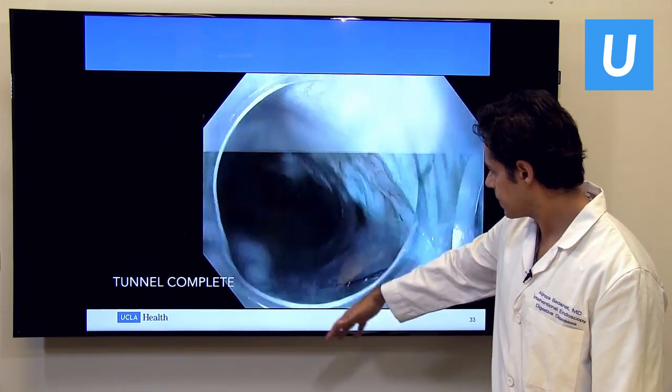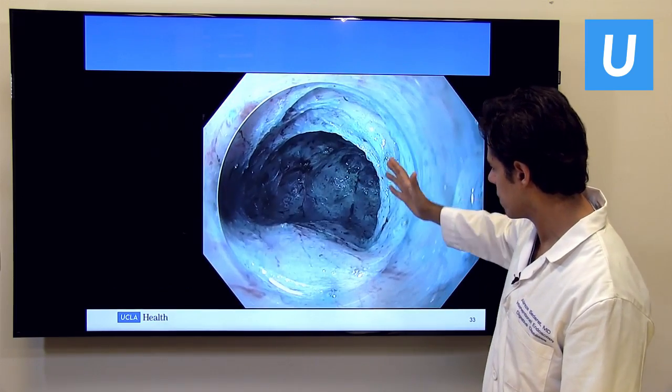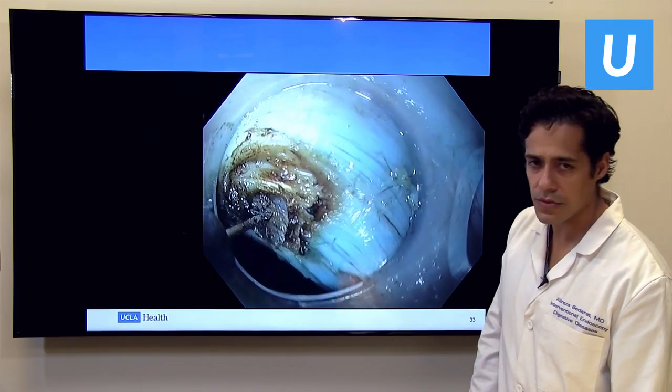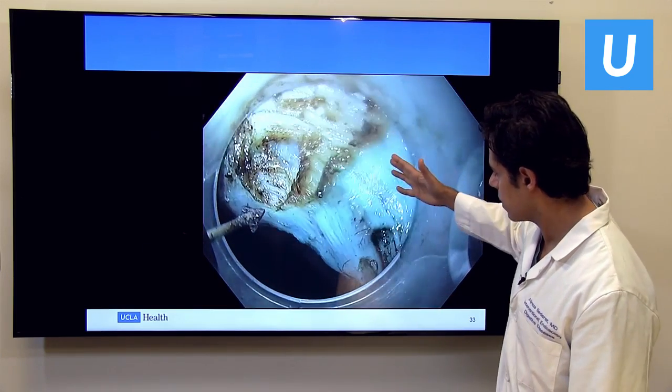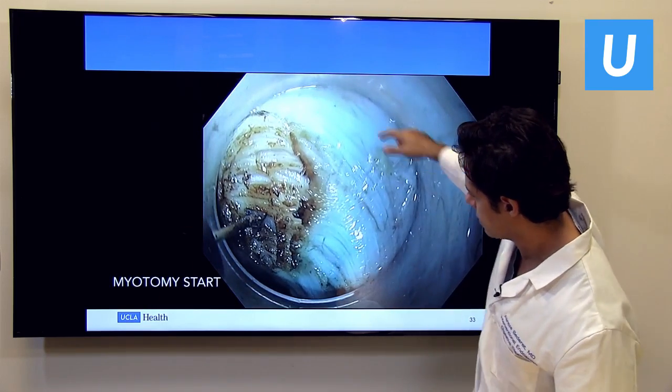This is the mucosa. This is the muscle. The submucosa has been dissected away. This is the lower esophageal sphincter, and it's gone a few centimeters into the stomach. And so now we're ready to cut the muscle. So this is the muscle layer being cut. This is the circular muscle running this way. So the esophagus is kind of like this.